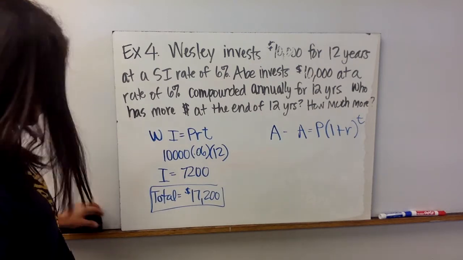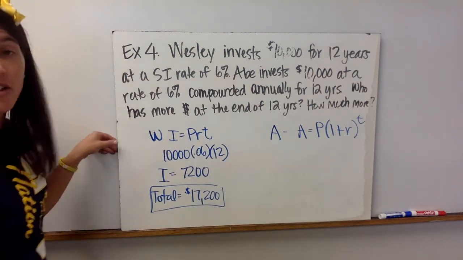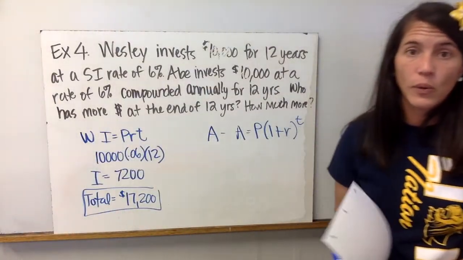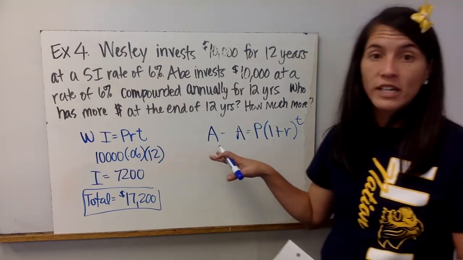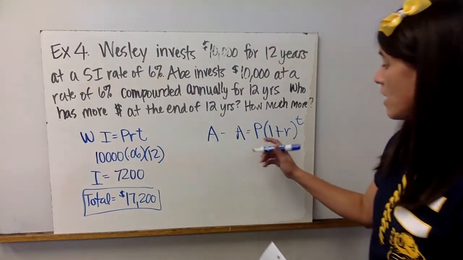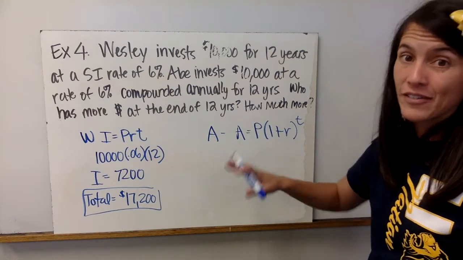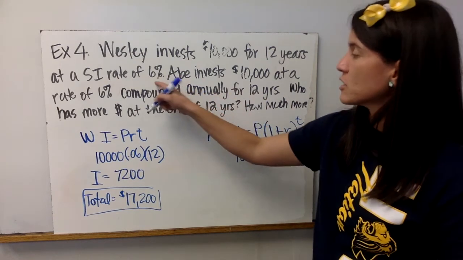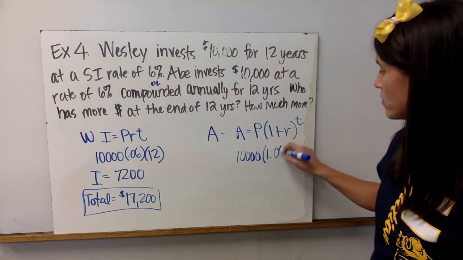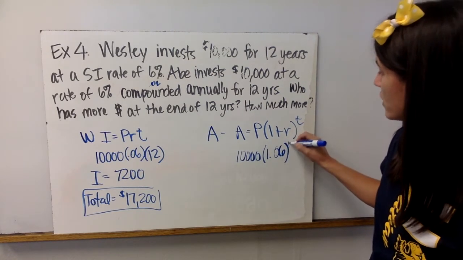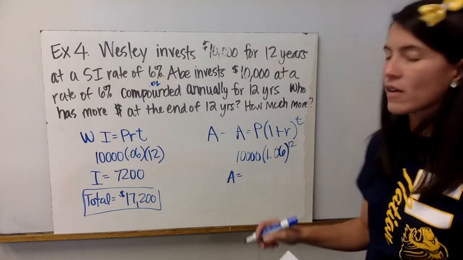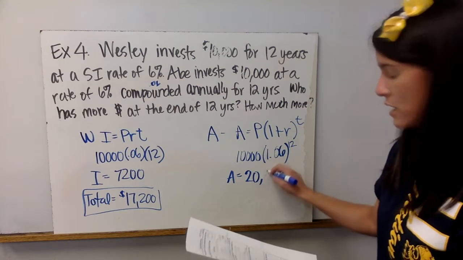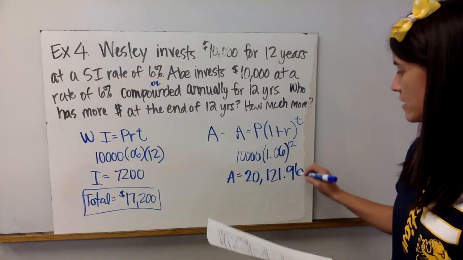So Wesley is going to have $17,200 at the end of 12 years just with simple interest. Now, Abe decided to go do compound interest. And so we need to calculate his total. And the nice thing about compound interest is this gives you the total. So $10,000, 6% is 0.06, so 1.06, and 12 years. So type that into your calculator, and when you do, you should get $20,121.96.